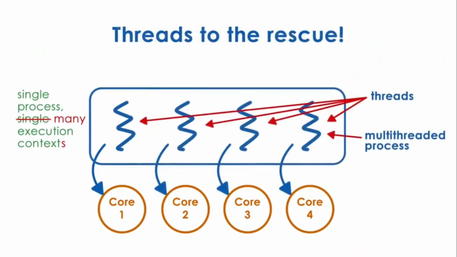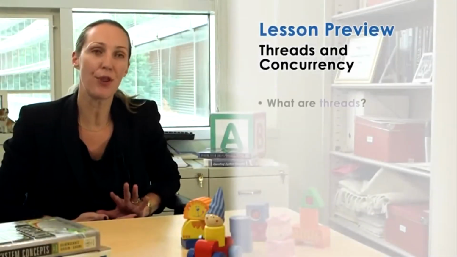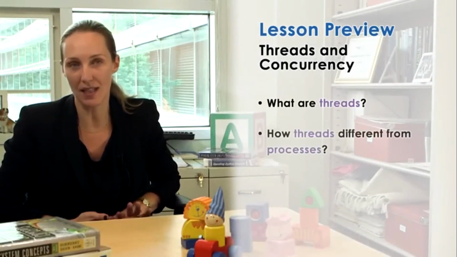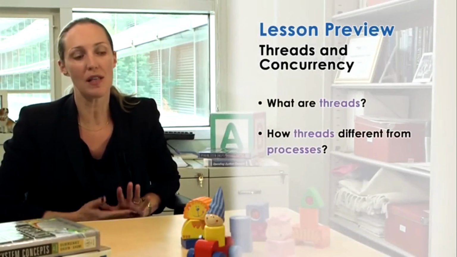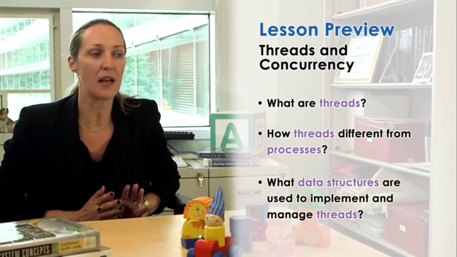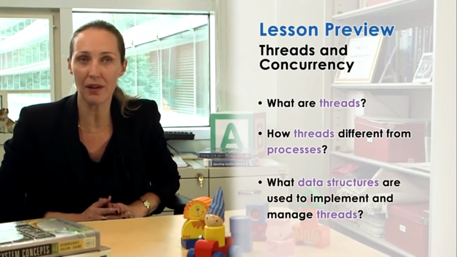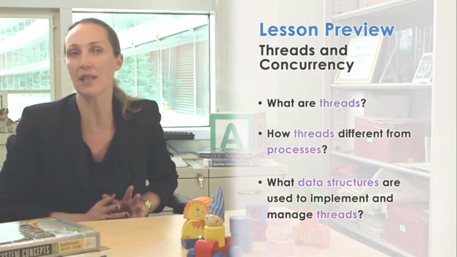If we want a process to be able to execute on multiple CPUs to take advantage of multi-CPU, multi-core systems today, that process has to have multiple execution contexts. We call such execution contexts within a single process threads. In this lecture, we will explain what threads are and how they differ from processes. We will talk about some of the basic data structures and mechanisms that are needed to implement threads and to manage and coordinate their execution.